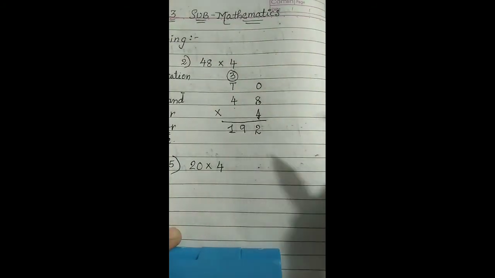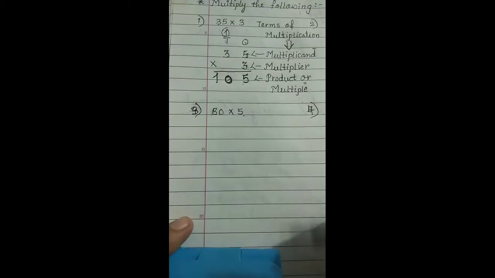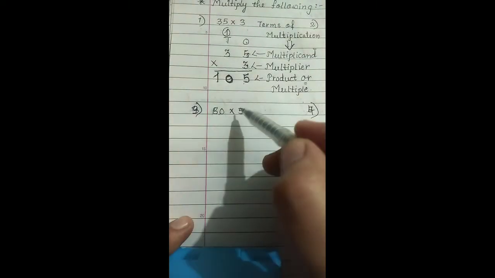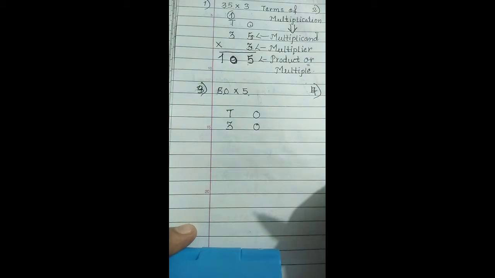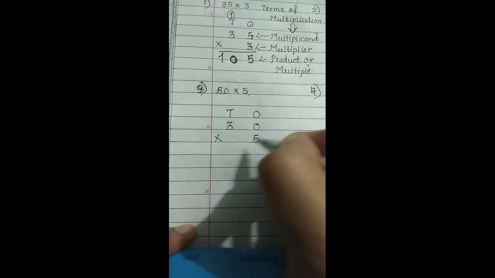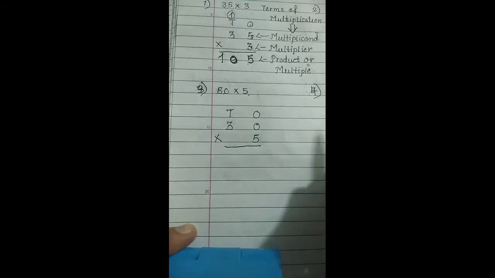192 is our answer. That means 192 is the multiple of 48 and 4, and the product of 48 and 4 is 192. Now okay, students, next sum is 30 multiplied with 5. So we have to write first tens ones. Now starting from 30, 0 on ones and 3 on tens, right? Put the multiplication sign and on ones place there is 5.